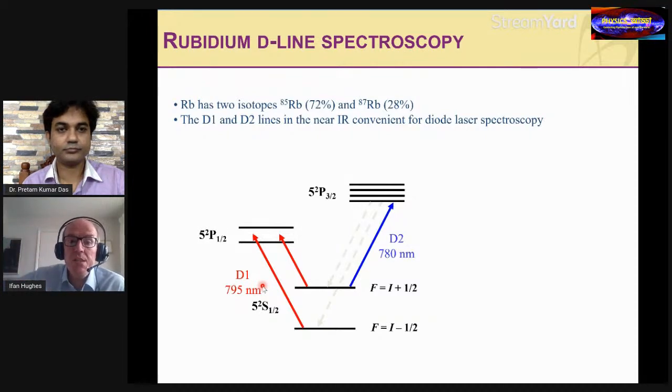So the spectroscopy of rubidium is particularly useful for two reasons. Rubidium itself is a simple element, and there is the availability. There are convenient and cheap diode lasers with which you can do the spectroscopy, study how the light propagates through the medium.